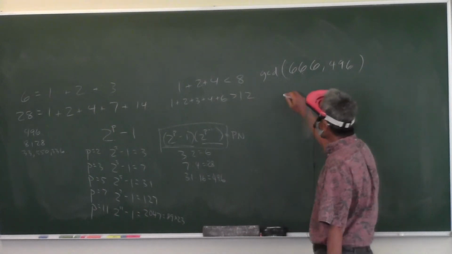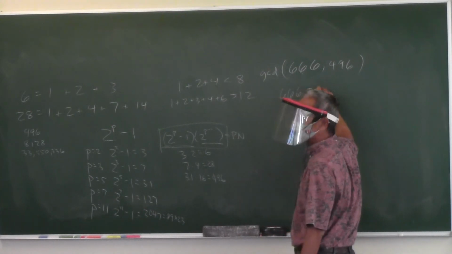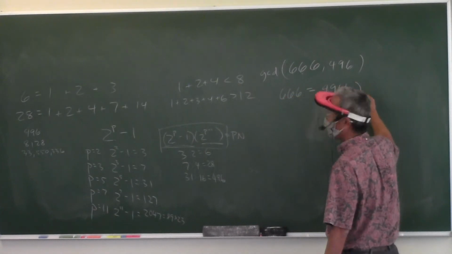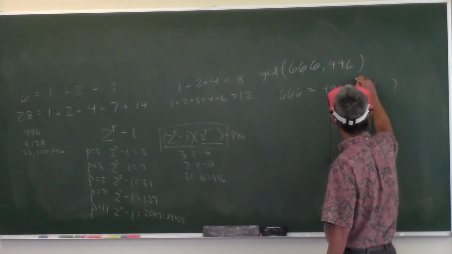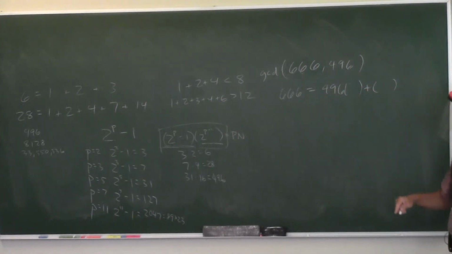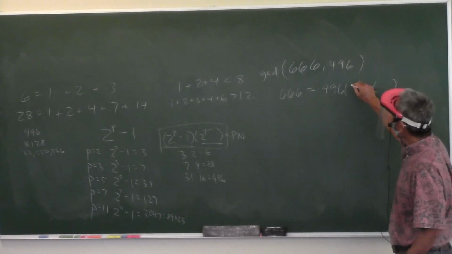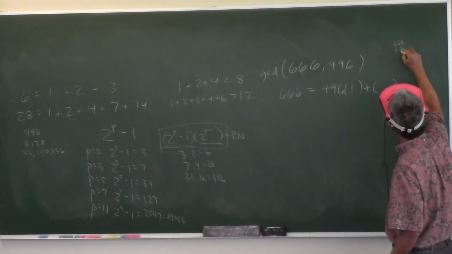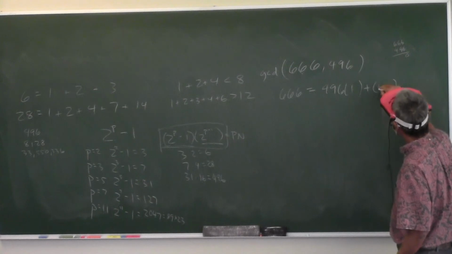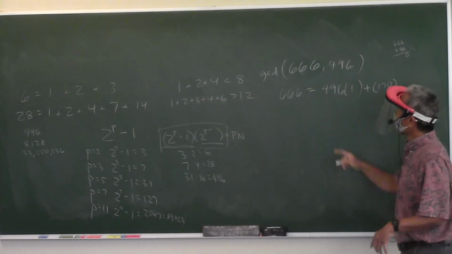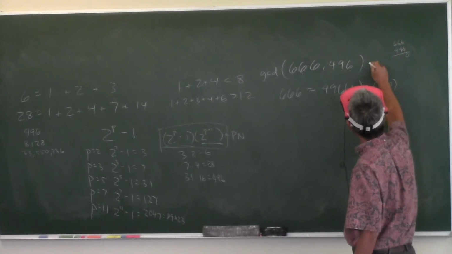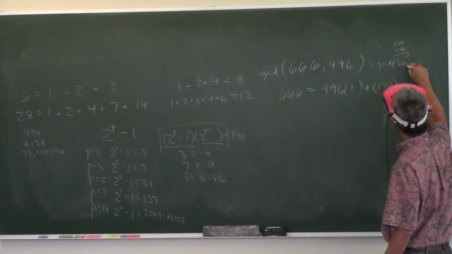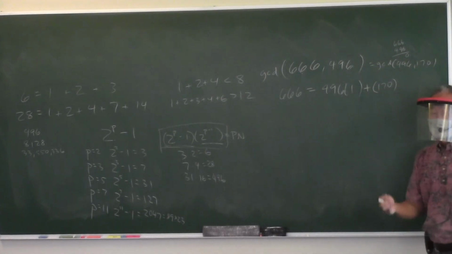Okay, so this is how you do it. 666 is equal to 496k plus r. Let's put in some positive integers here. Just 1. And then what is 666 minus 496? 170. So therefore, the greatest common divisor of 666 and 496 is equal to the greatest common divisor of 496 and 170. See, the numbers are smaller.